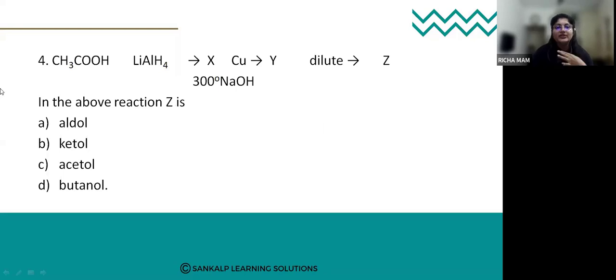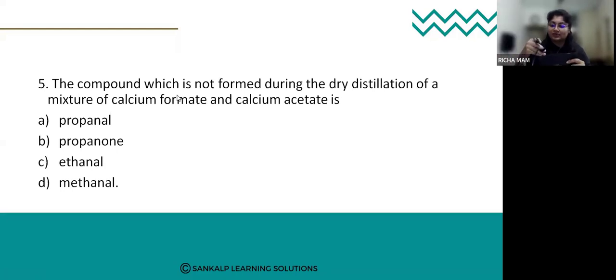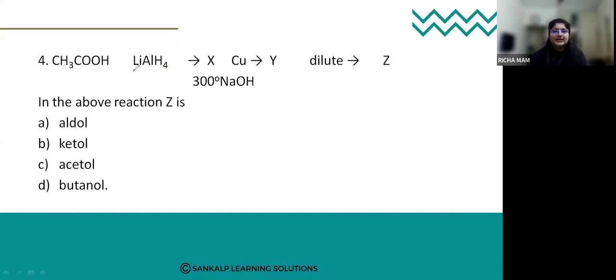There is a reaction. You have acetic acid, and I am treating it with lithium aluminum hydride to get X. This X, I treat with copper at 300 degrees Celsius, and I get Y. This Y, I treat with dilute NaOH, and I get Z. In the above reaction, what is Z they have asked?